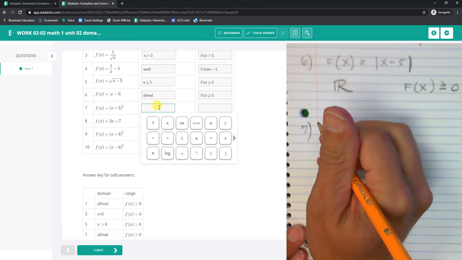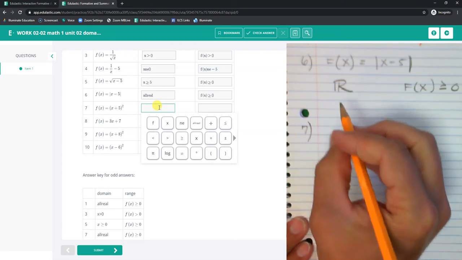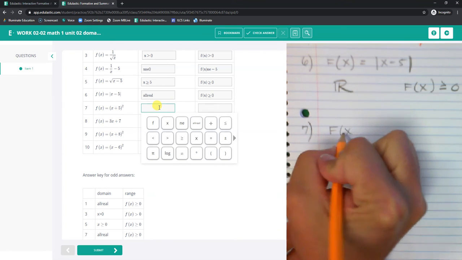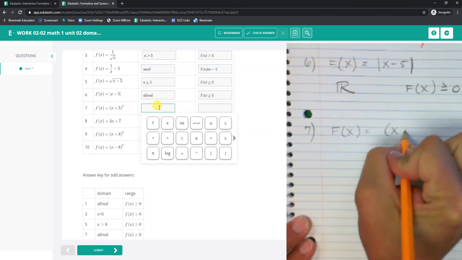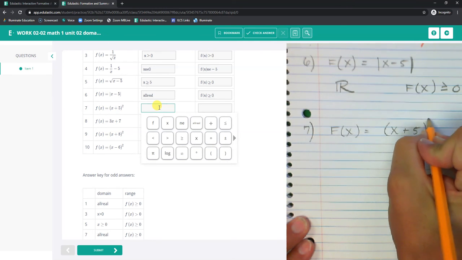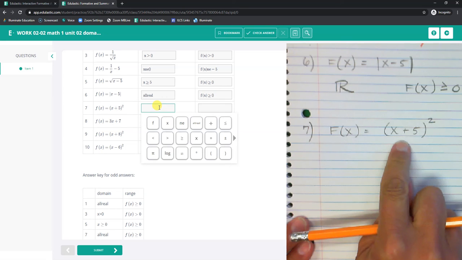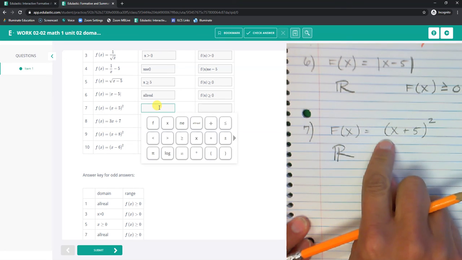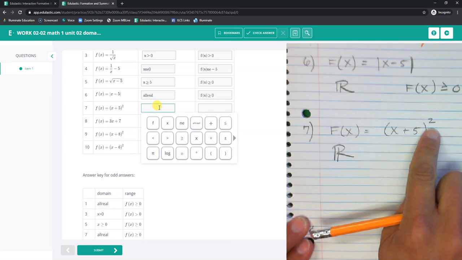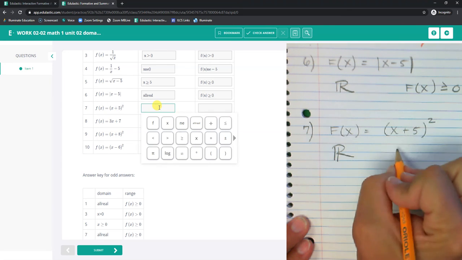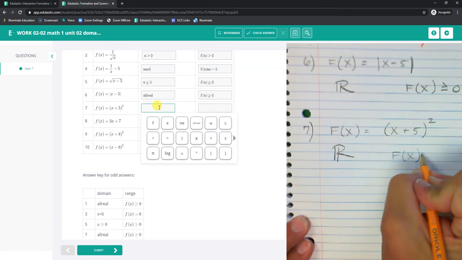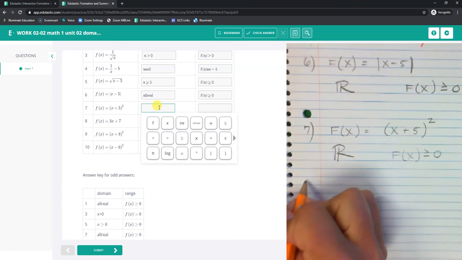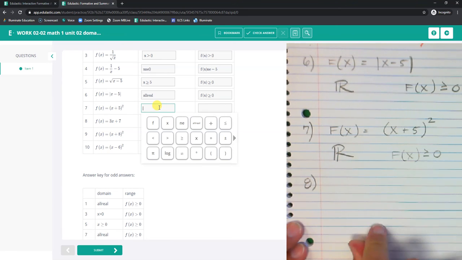Number 7, f of x equals x plus 5 squared. I can plug anything into this. I'm not going to break it, so all real numbers are going to go in. And coming out, though, a square is going to make it positive, so it's always going to be a positive number coming out. I'll put that into the system in a second.